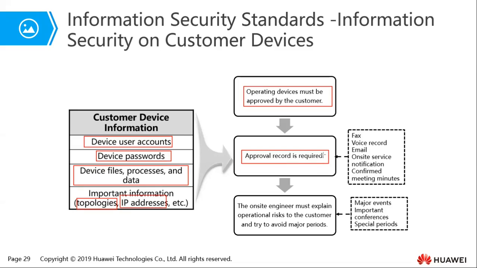An approval record is required, whether it's an email, voice record, on-site service notification, confirmed meeting minutes, or a fax. The on-site engineer must explain the operational risks to the customer and try to avoid peak periods, meaning that you need to do this during off-peak hours, and you need to let the customer clearly know the risks involved.